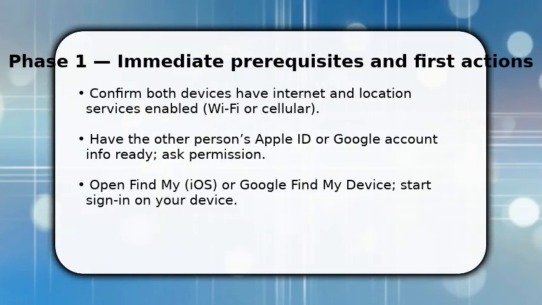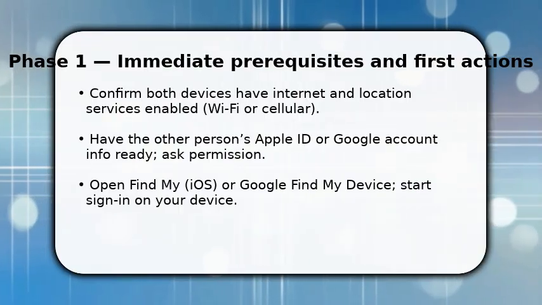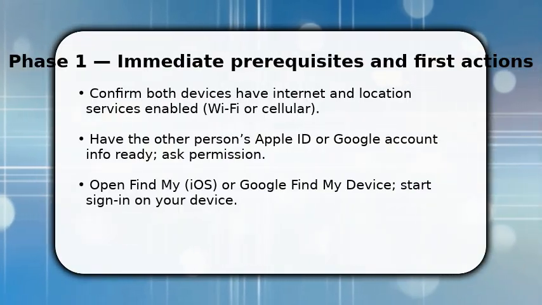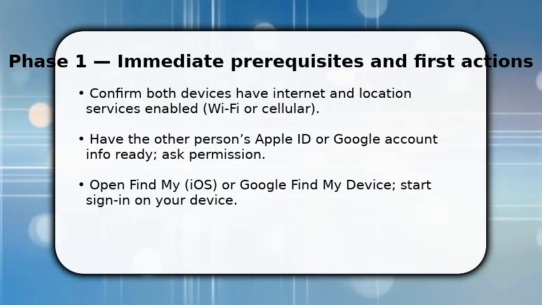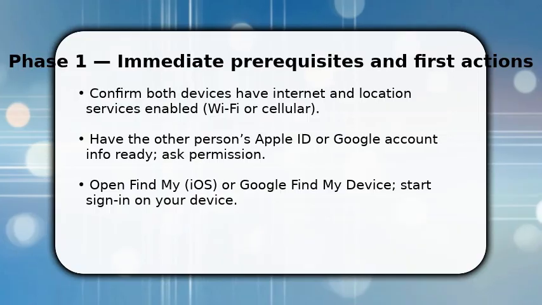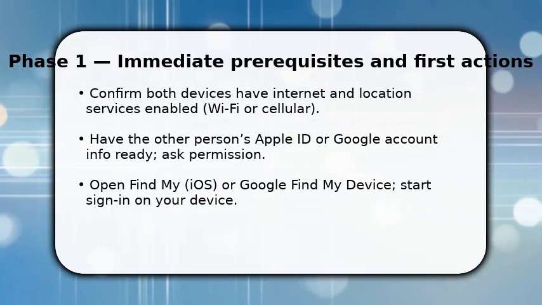You'll begin by confirming the essentials: both devices online, location services on, and permission from the owner. Once that's set, open the appropriate app: Find My on iPhone or Google Find My Device on Android.